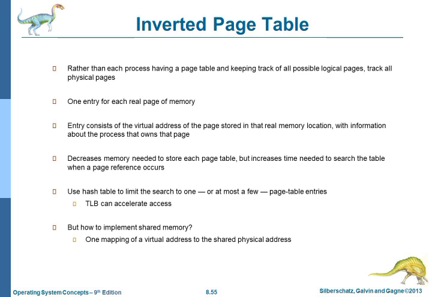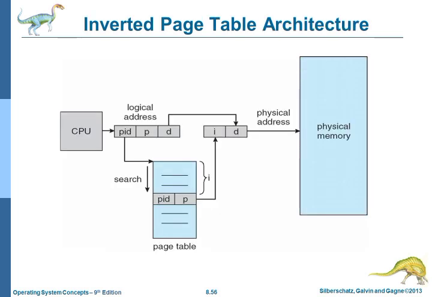when a page reference occurs. Use a hash table to limit the search to one, or at most a few, page-table entries. A TLB can accelerate access. But how to implement shared memory? One mapping of a virtual address to the shared physical address. So this is a diagram of the inverted page table.